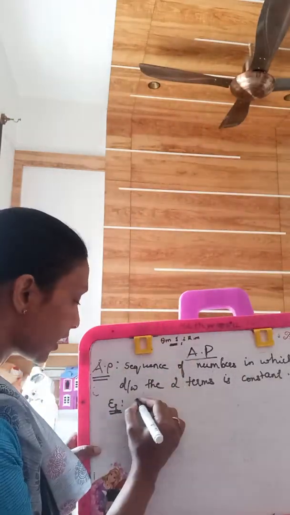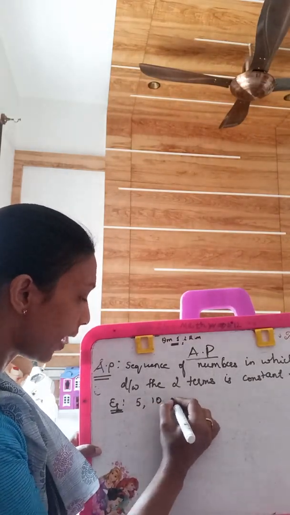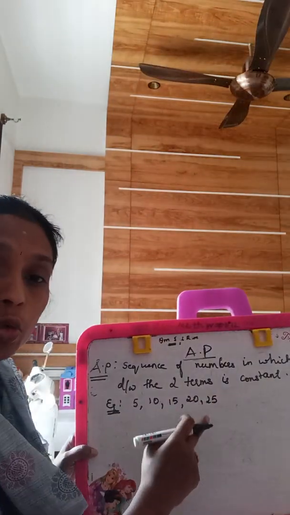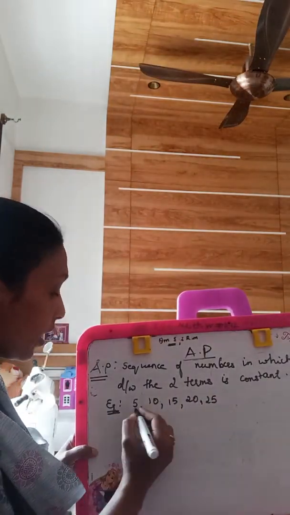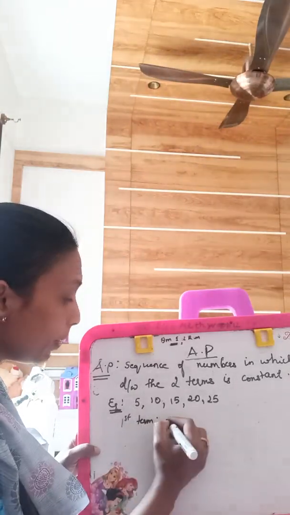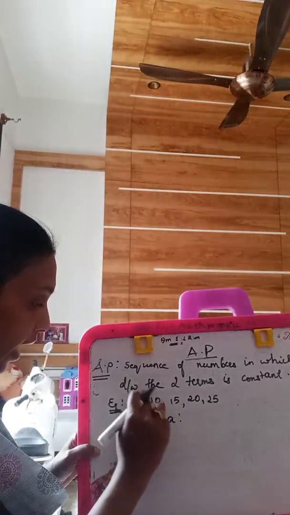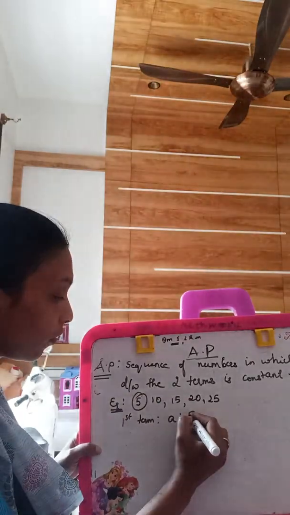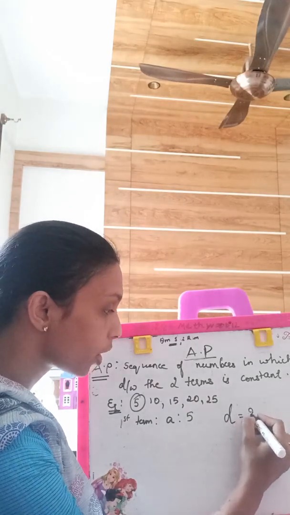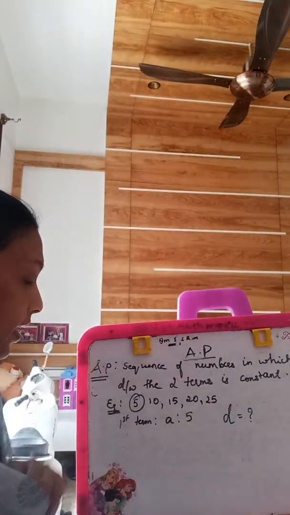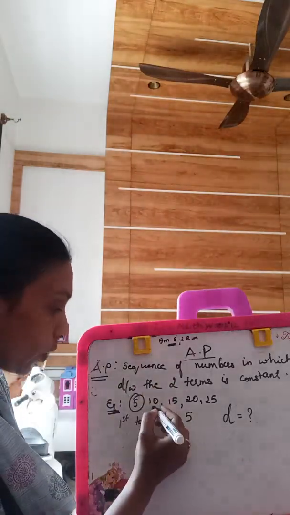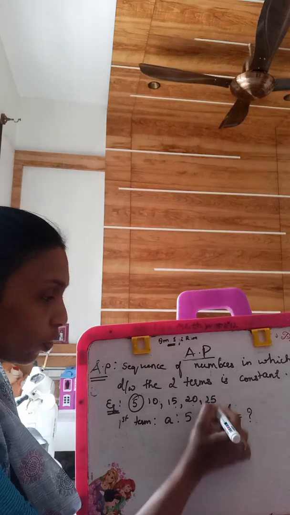Now, let us consider one example for this. 5, 10, 15, 20 and 25. How many terms do we have here? We have 5 terms. In arithmetic progression, the first term is denoted as A. What is A here? A is nothing but 5. Now the difference. How do we indicate the difference in arithmetic progression? D. This is A1, this will be A2, A3, A4 and A5.